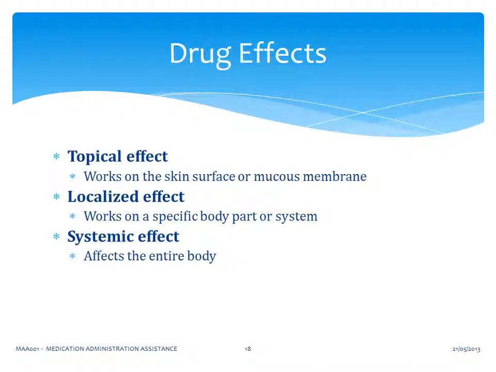So how do drugs affect our body? Drugs can affect our body in one of typically 3 different ways. They can affect our body topically. That means they work on the surface of the skin or mucous membrane. So if you had ringworm and you put ointment right on that ringworm, it would work on that skin and just the skin underneath it, and that would be a topical effect.